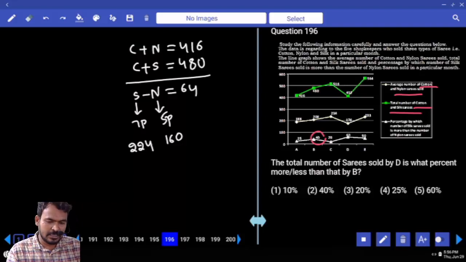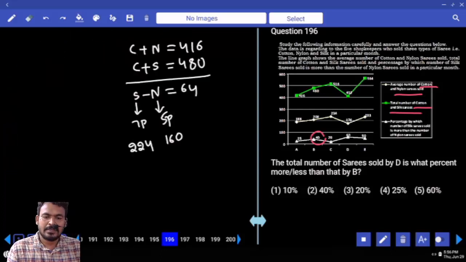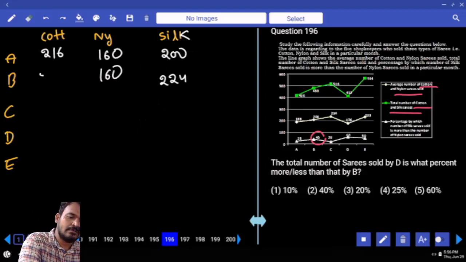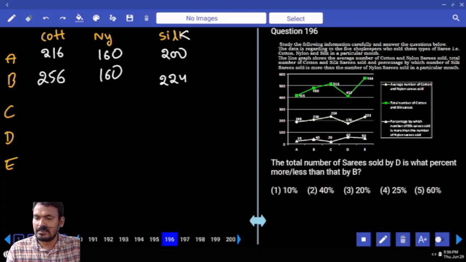Silk is how much? 224. Next, nylon 160. Next, cotton plus nylon 416. From that, nylon 160. What is the remaining? 256. The 256 is which one? Cotton. Next, what is the C?